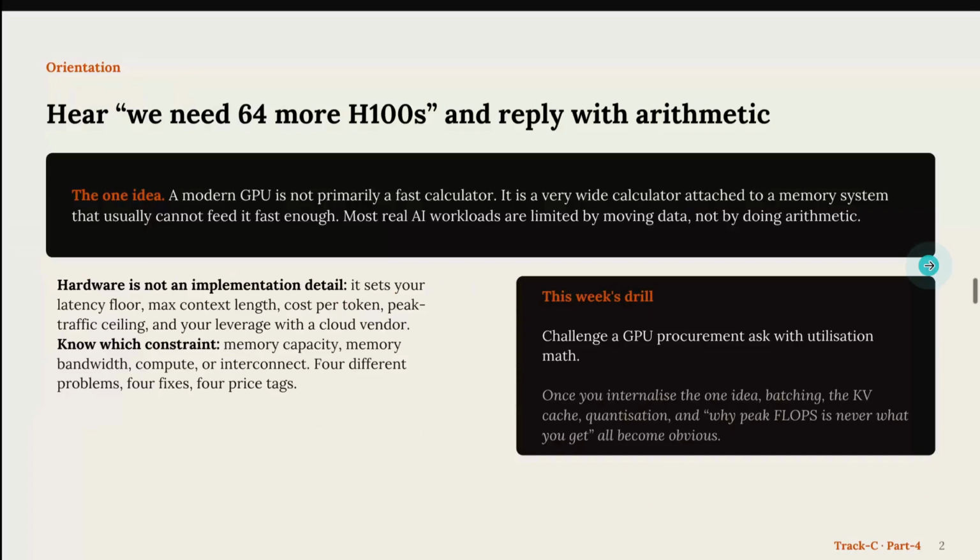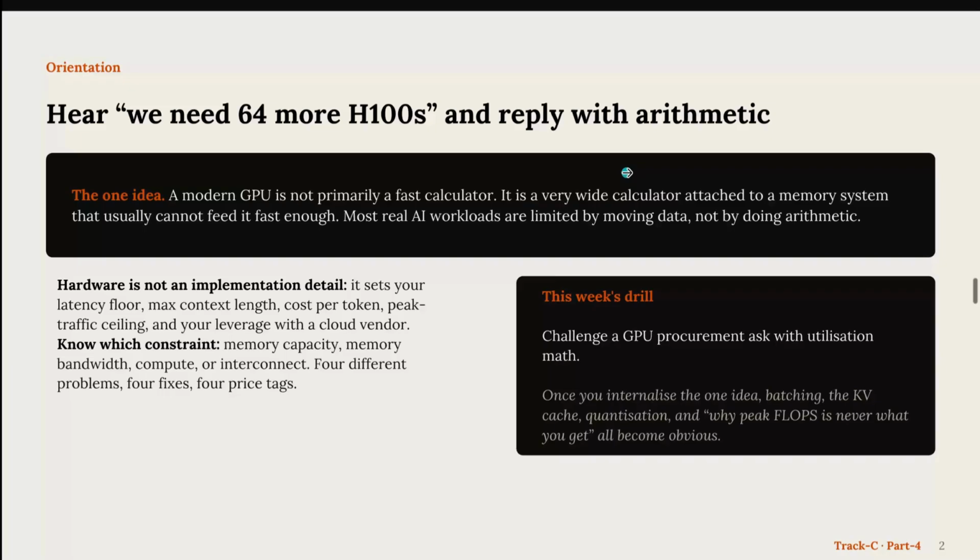So let's deep dive. Imagine an infrastructure team comes and says, hey, we need 60 more H100s. The first thing you need to ask is, how did you come up with that estimate? Adding more GPUs might not provide the right performance improvement, so we need to ask for this arithmetic. A modern GPU is not primarily a fast calculator. It is a very wide calculator that does faster multiplications or operations on matrices. What needs to be done is we need to provide it the right amount of calculations for it to perform at the peak, or for the whole pipeline to perform at the peak.